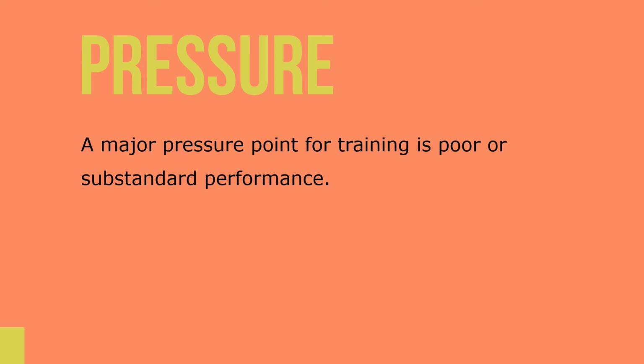A major pressure point for training is poor or substandard performance. Poor performance is indicated by customer complaints, low performance ratings, or on-the-job incidents such as accidents and unsafe behavior. Another potential indicator of the need for training is if the job changes such that the current levels of performance need to be improved or employees must be able to complete new tasks.